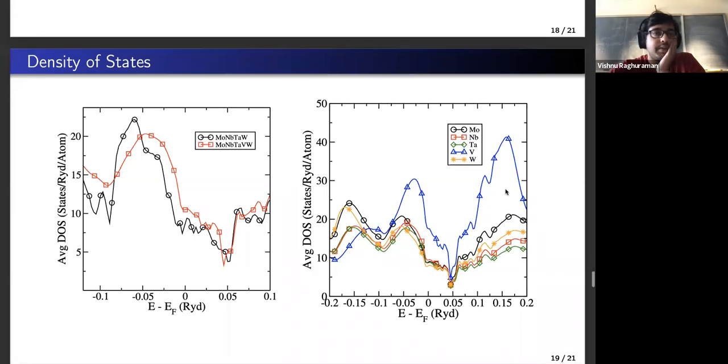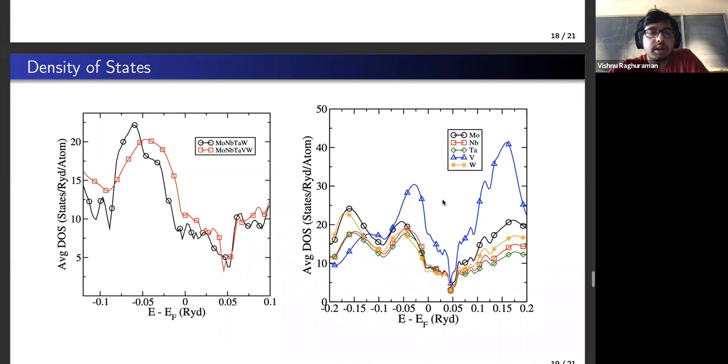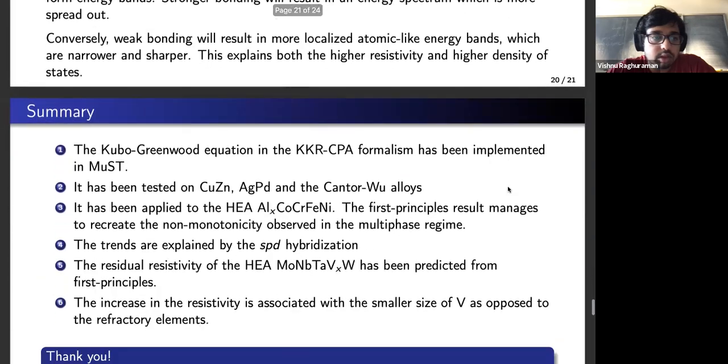That is basically why we believe that even though the density of states is larger, and naively we would expect the density of states at the Fermi energy to indicate the conductivity, so the higher density of states might lead us initially to believe that there's higher conductivity, that is not the case. The larger density of states in this case is attributed to weaker bonding.